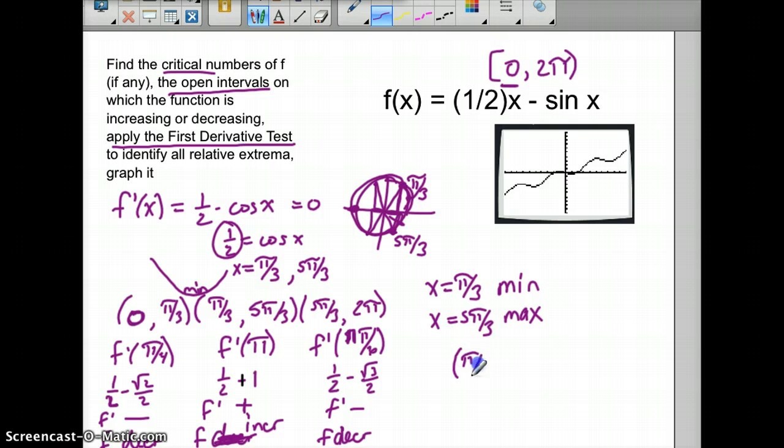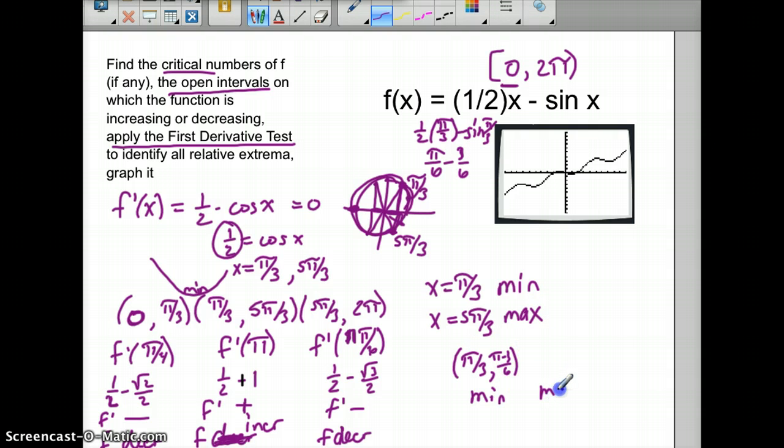So for our minimum, the y value, you plug in pi over 3 here and pi over 3 here. So we'll have 1/2 times pi over 3 minus sine of pi over 3. Sine of pi over 3 is 1/2. So we have 1/2 times pi over 3, which is pi over 6, minus 1/2, which is 3/6 if you want to do it that way. So pi minus 3 over 6.